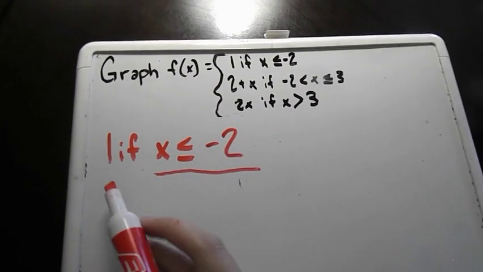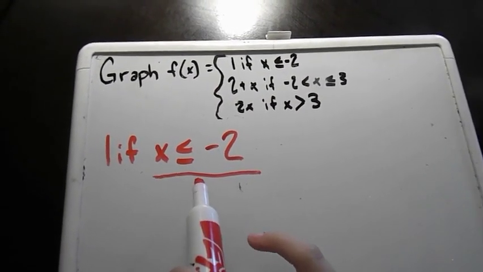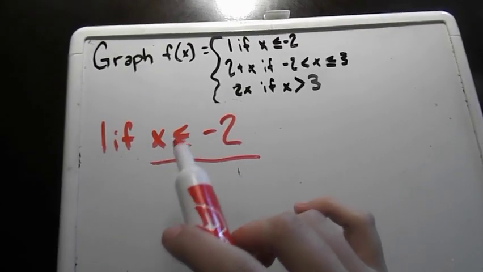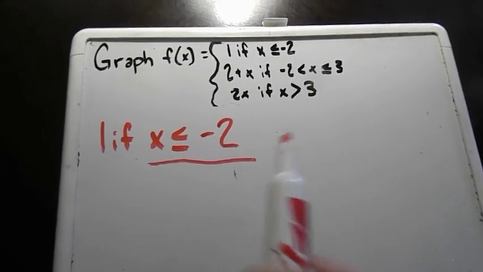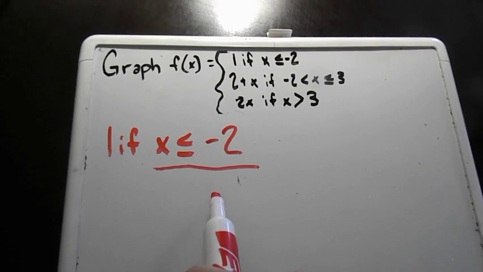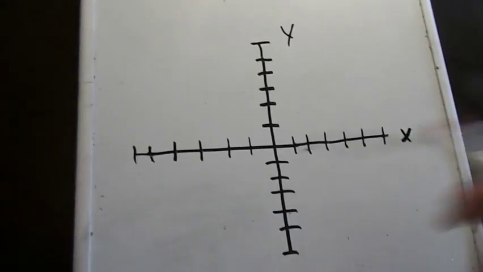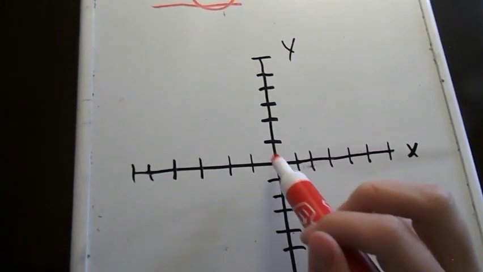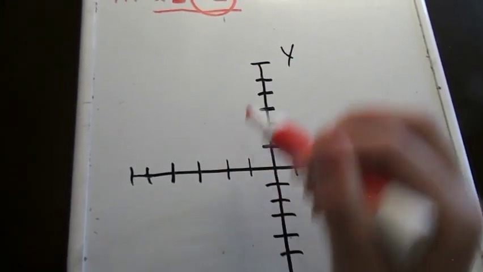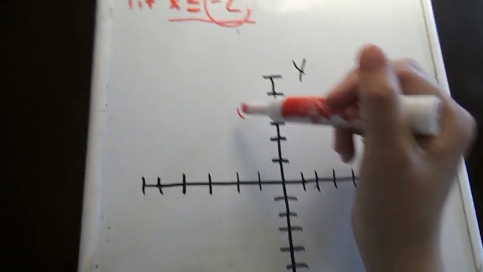We want to start with this first function, 1 if x is less than or equal to negative 2. We start with x is less than or equal to negative 2, so we can find out what our x boundary is, which in this case is negative 2. We will come down to the graph and go over negative 2 on the x-axis and draw a boundary line.